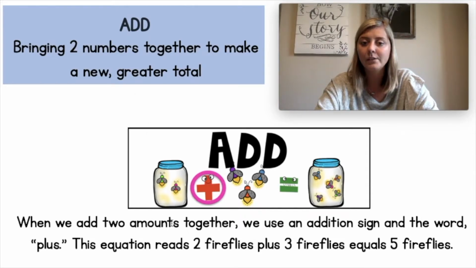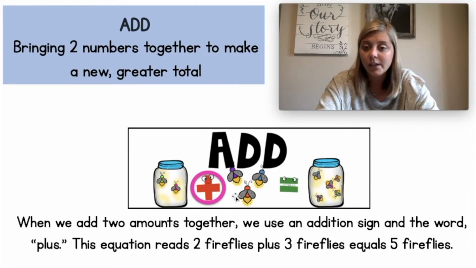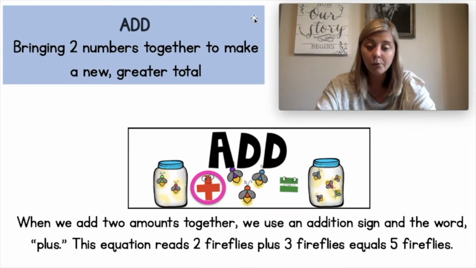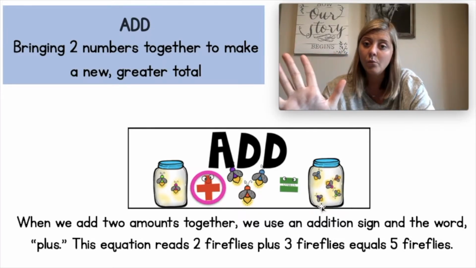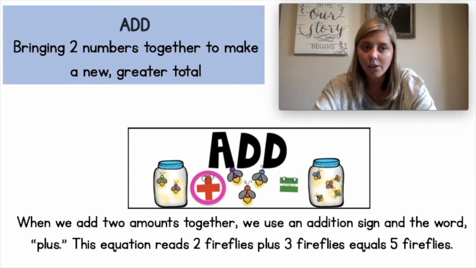When we put two amounts together, we use this addition sign right here, and a lot of times we use the word plus. So in this example right here, we see that this equation reads 2 fireflies plus 3 fireflies equals a total of 5 fireflies. 1, 2, 3, 4, 5. You have 2, then you add 3 more. You're going to add them together and get 5.